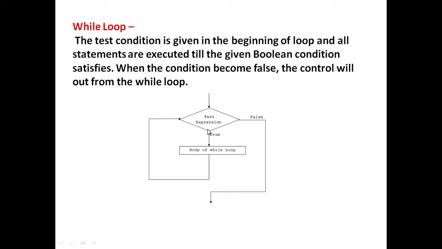This flowchart explains how while loop works. First, it checks the test expression. If it is true, the body of while loop is executed and again control passes to check the expression. As long as the expression is true, the body of while loop is executed and when it is false, it comes out of the while loop.